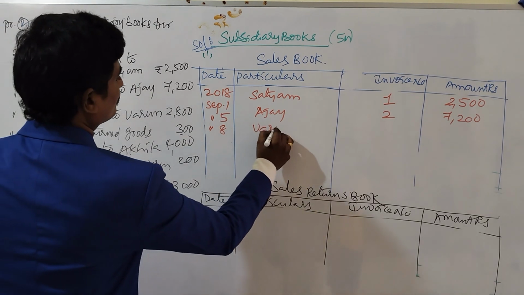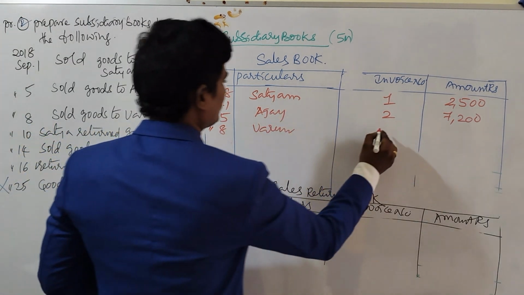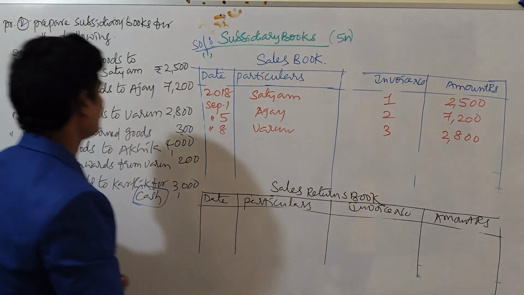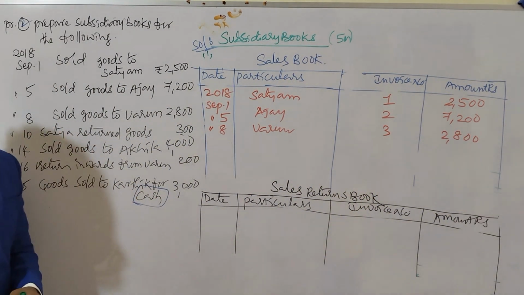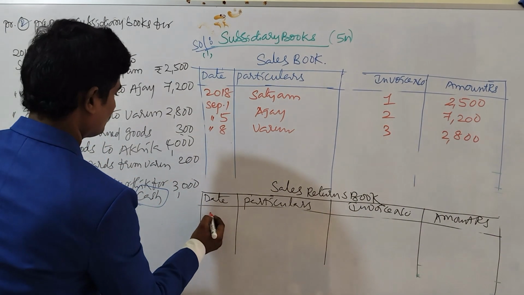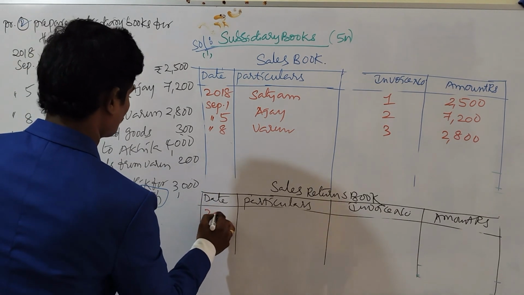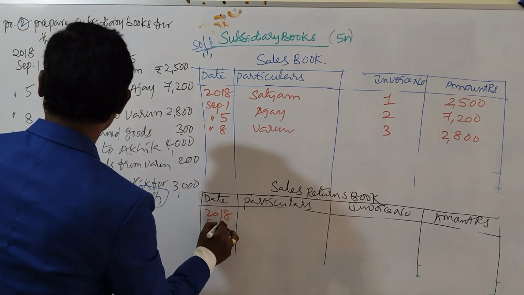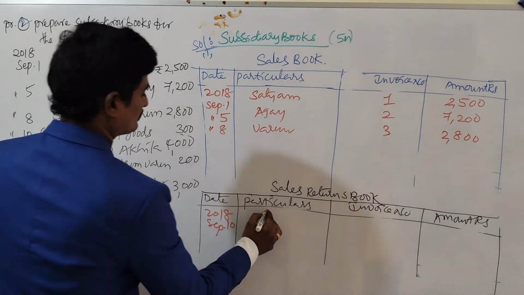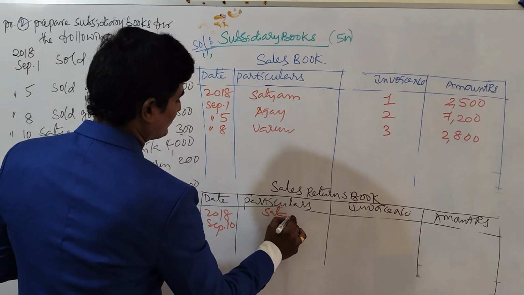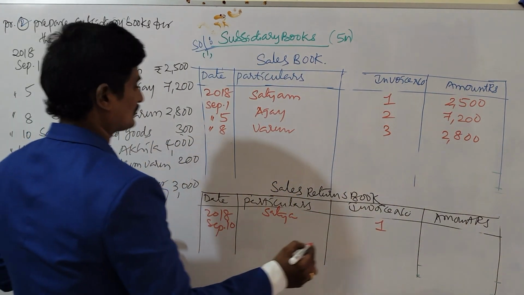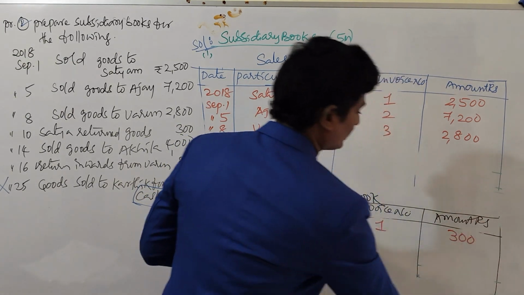To Varun, write Varun's name, give serial number 3 and amount is 2800. And next on 10th, Satya returned goods. Satya returned goods to us, so record this in the sales returns book. It is 2018 September 10th. Who is returning? Satya. So just write the name of Satya here and give the invoice number as 1 and the amount column 300.